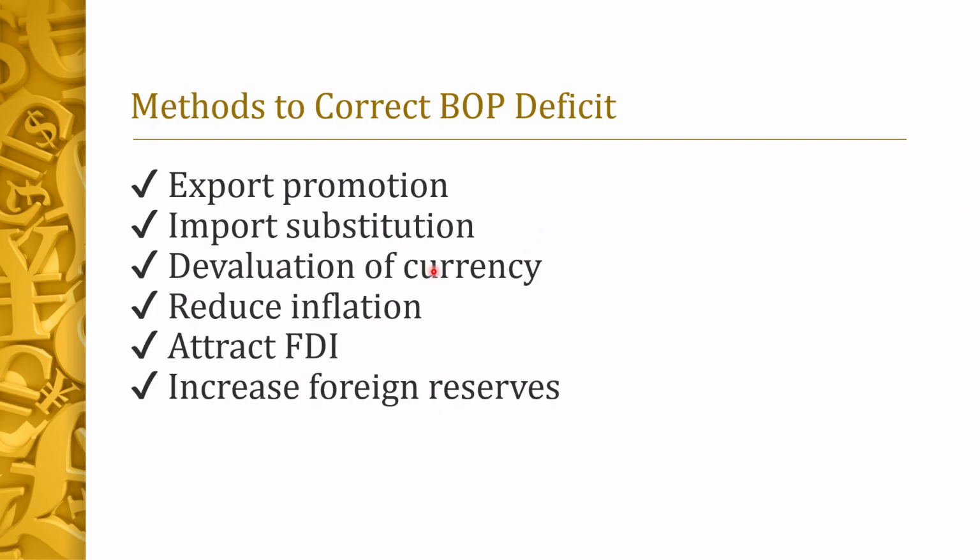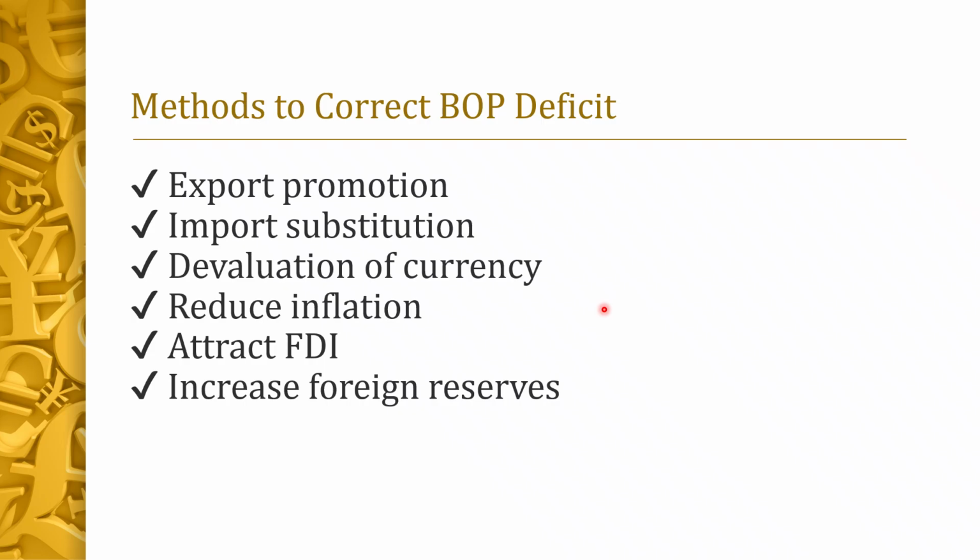Next is devaluation of the currency. The government can lower the value of its currency relative to foreign currencies. This makes exports cheaper, imports costlier, and ultimately improves the BOP. For example, what did China do? China's currency strategy was to boost exports, so it did the same. Next are fiscal measures. The government can increase taxes on luxury imports, reduce unnecessary public spending, and provide incentives for export industries.